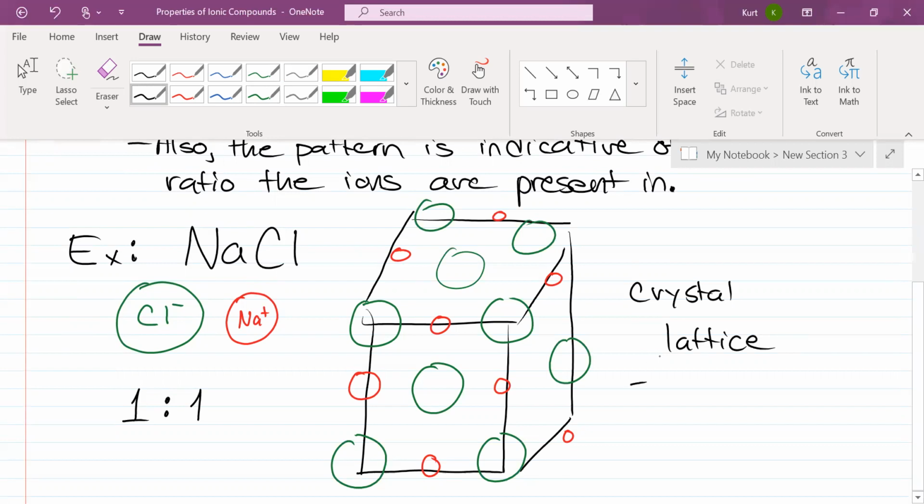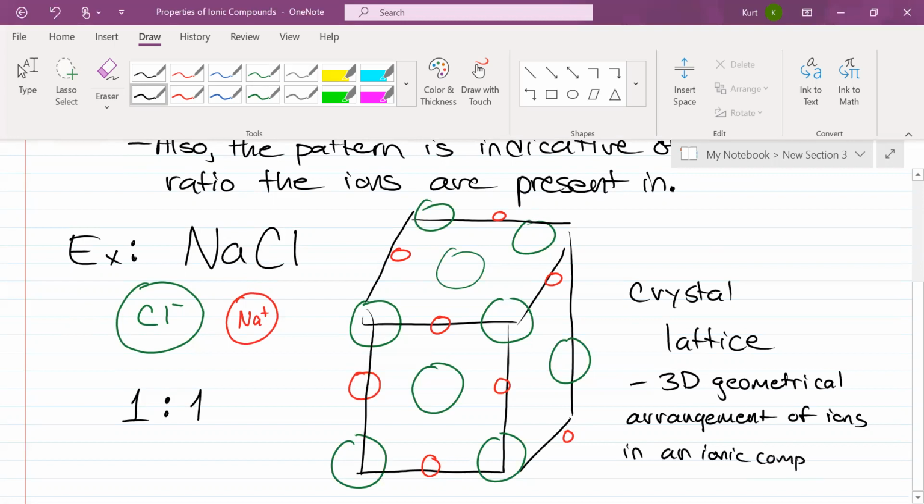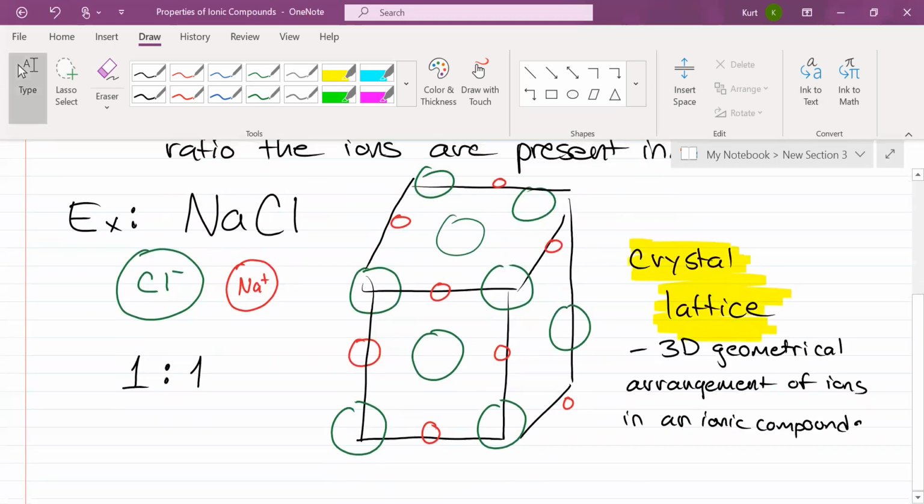So a crystal lattice is a 3D geometrical arrangement of ions in an ionic compound. I believe this is one of your vocab terms. Okay. Are there any questions with that?